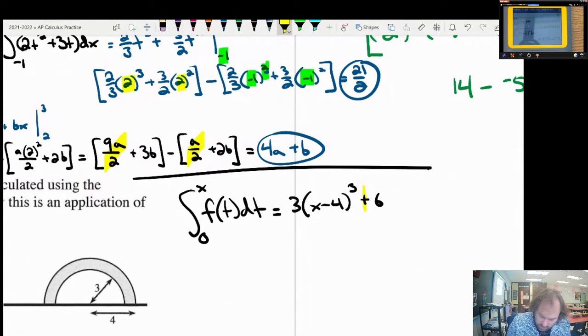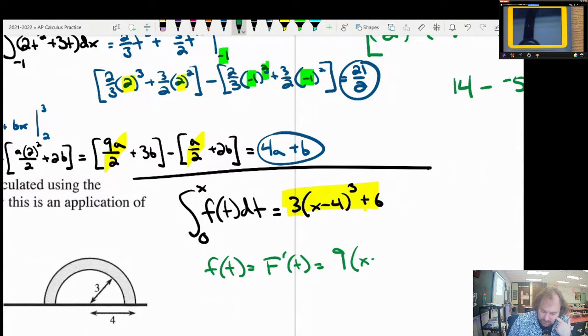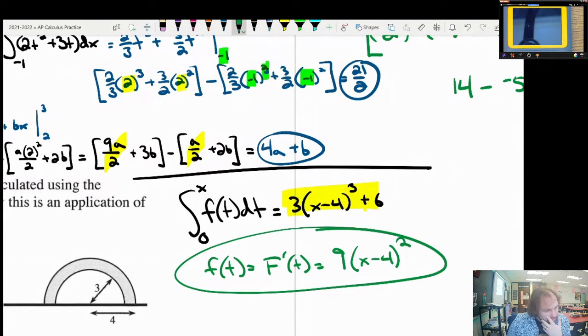Okay. Since that is the antiderivative, f of t is just going to be the derivative of that. So here's the thinking. F of t is equal to capital F prime of t, which would be 9 times x minus 4 squared. And that would be it. The 6 would go away. So that's the function.